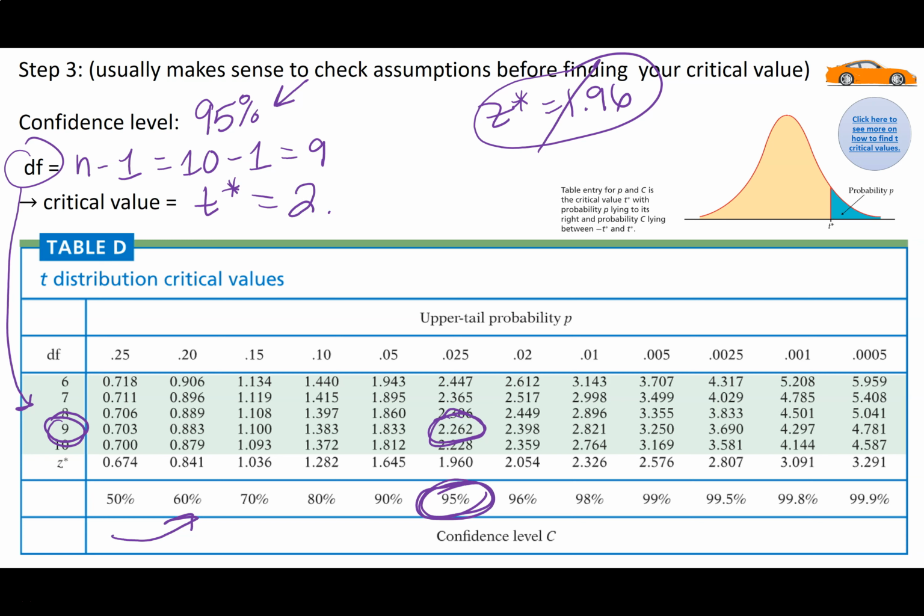Instead, we're going to use a T-star of 2.262. And you'll find in general the T-star critical values will always be at least a little bit bigger than the Z-star critical value would have been, because the T distribution is a tiny bit wider than the Z distribution is. Also, looking at this table, it always gives area in the upper tail. So keep that in mind.